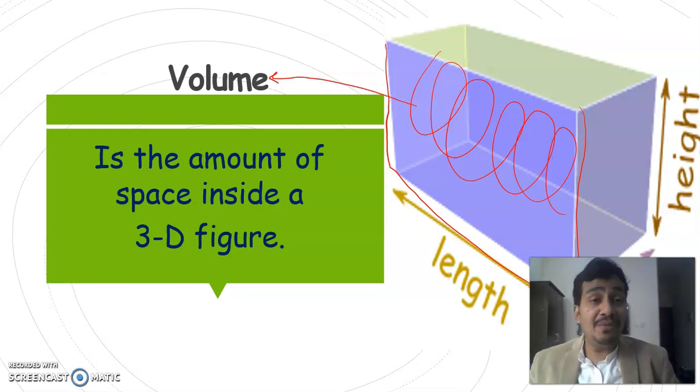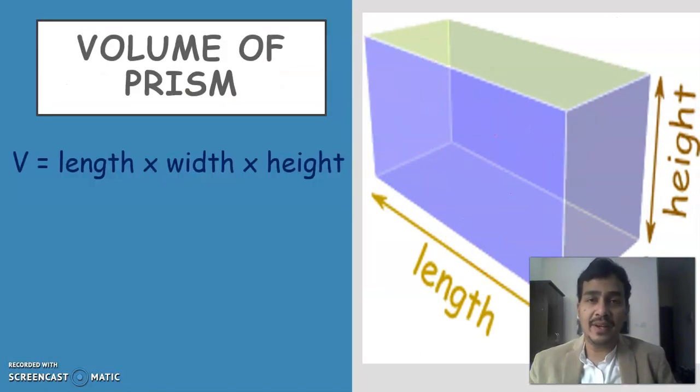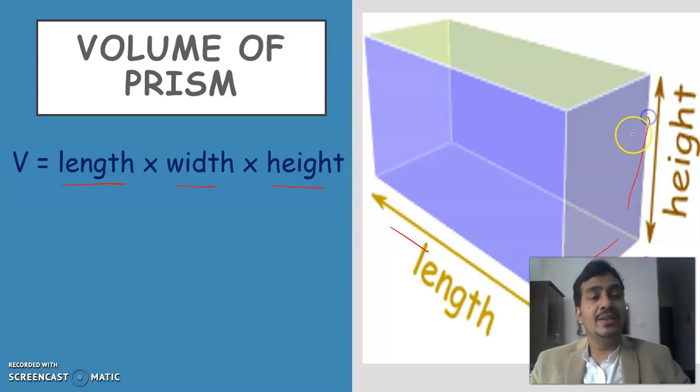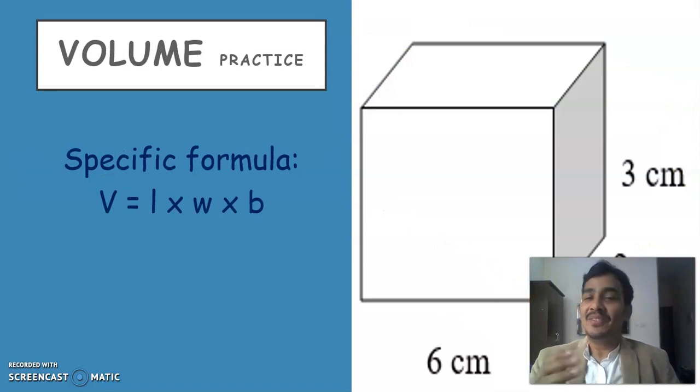Okay. So we have to find the volume of some rectangular prisms. Let's find it. First, we'll see the formula for the volume. The formula for the volume is length multiply with width multiply with height. So they will give you the length, the width, and the height. You just have to multiply them. And you have to multiply using your brain, not using calculator. Okay? Good.